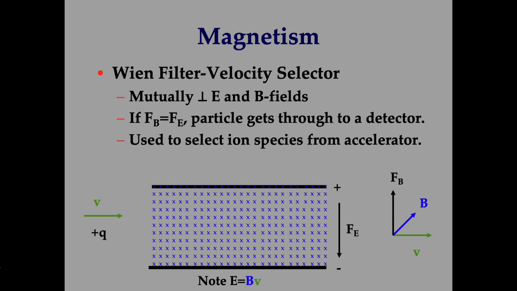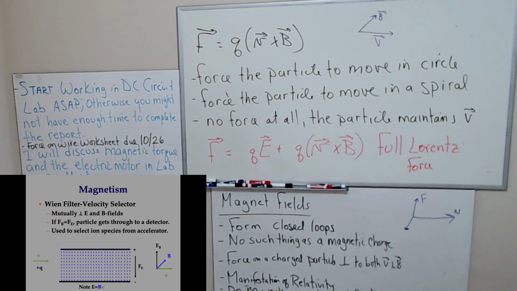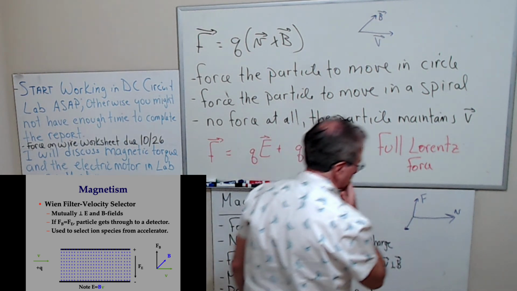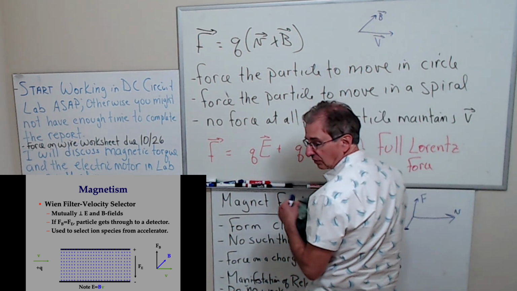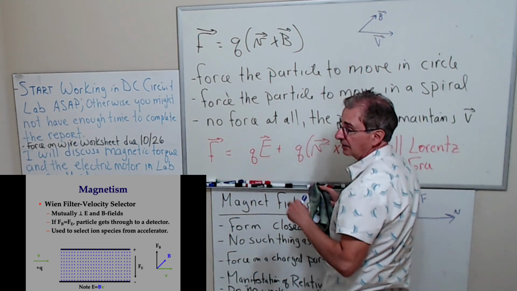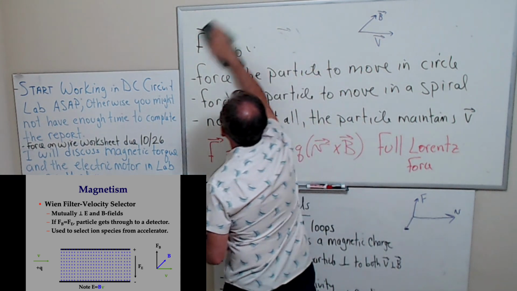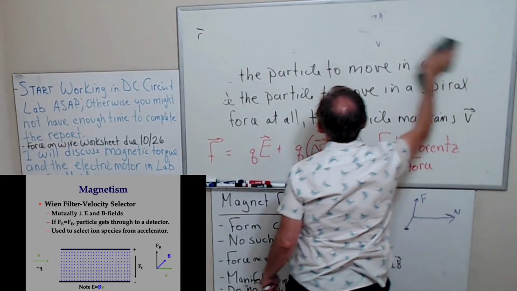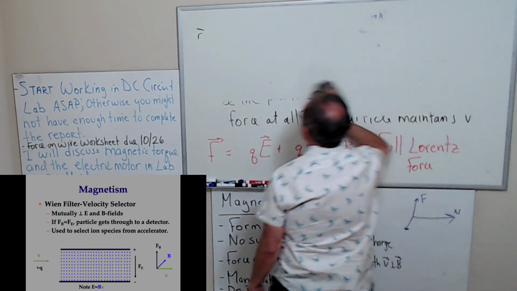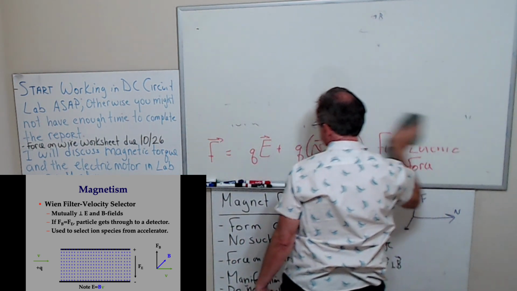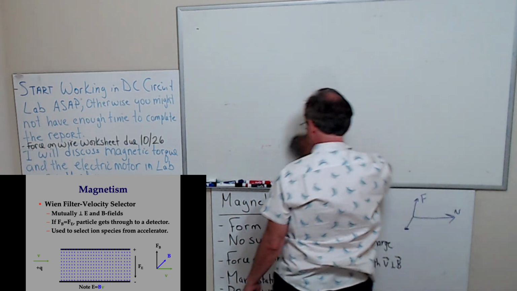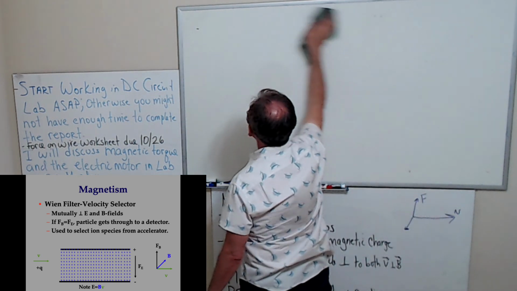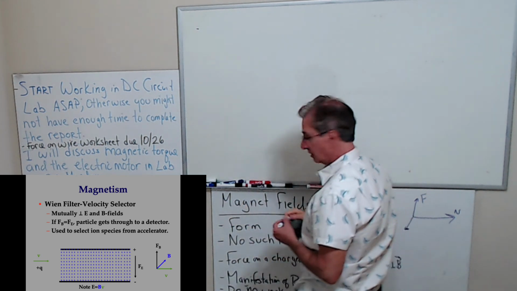So let me draw a picture on the board. So let me switch views here. So let me draw the parallel plates. And what you saw in the picture was the parallel plates and a magnetic field pointing into the board. This is for people who are working with accelerators in chemistry and physics.